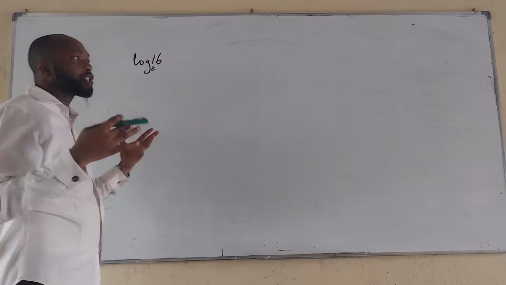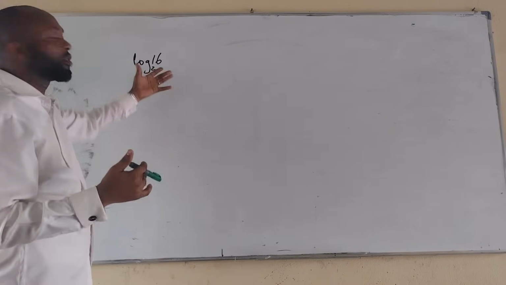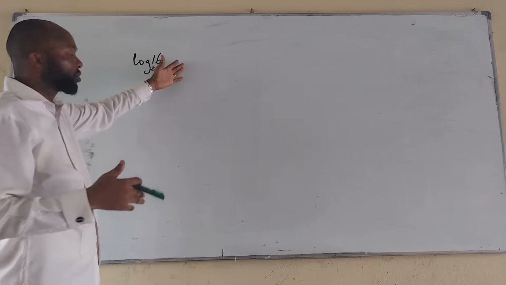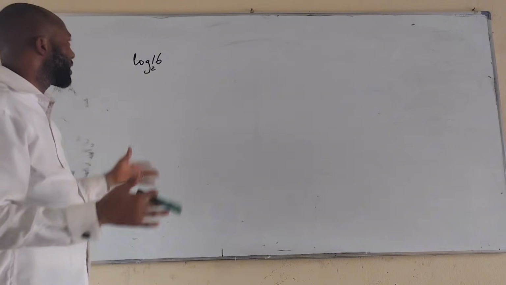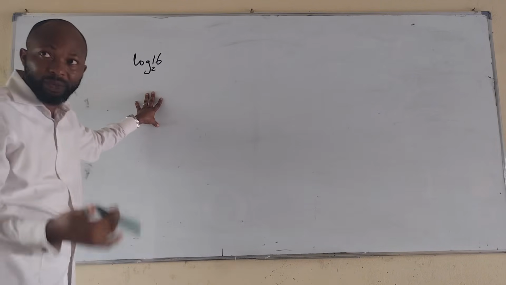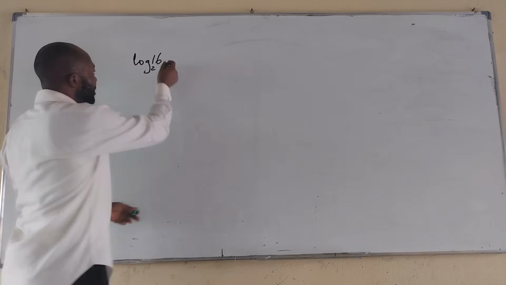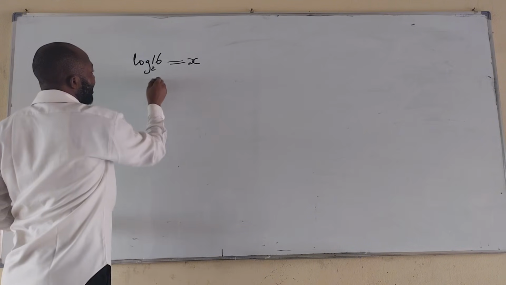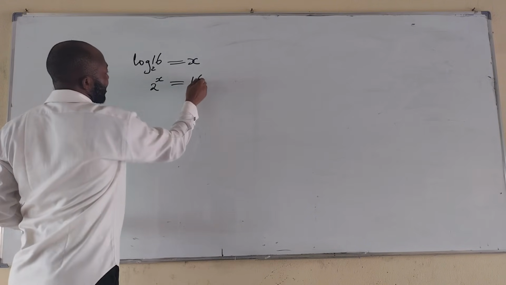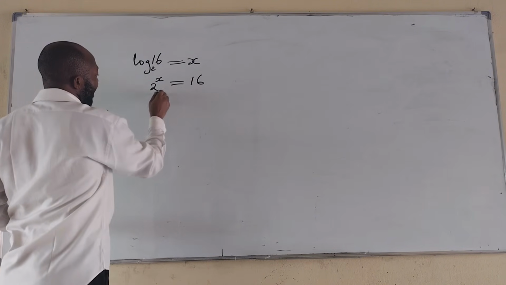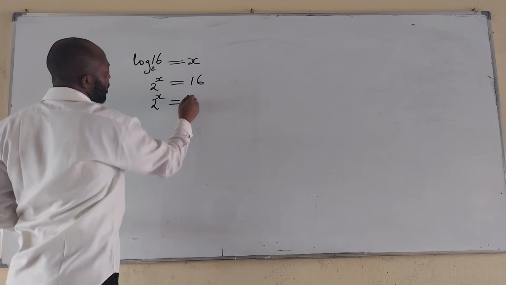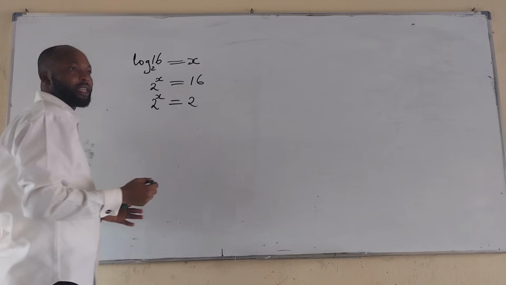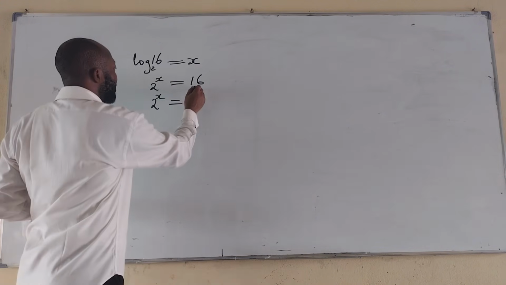A lot of us can just, by virtue of our understanding of indices, know exactly the number of times it will be raised. But we must show how that can be determined mathematically. So we say this is equal to x. So this is 2 raised to the power x is equal to 16. Now 2 raised to the power x is equal to 2 raised to the power what to give us 16? 2 raised to the power 3 is 8. 2 raised to the power 4 is 16.